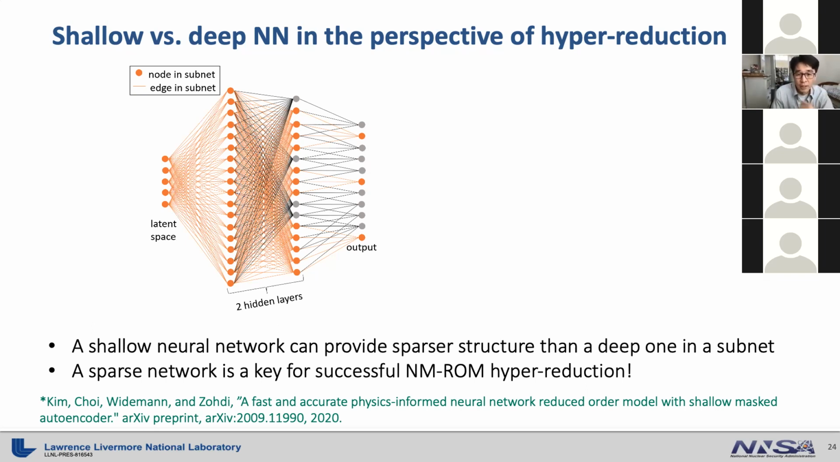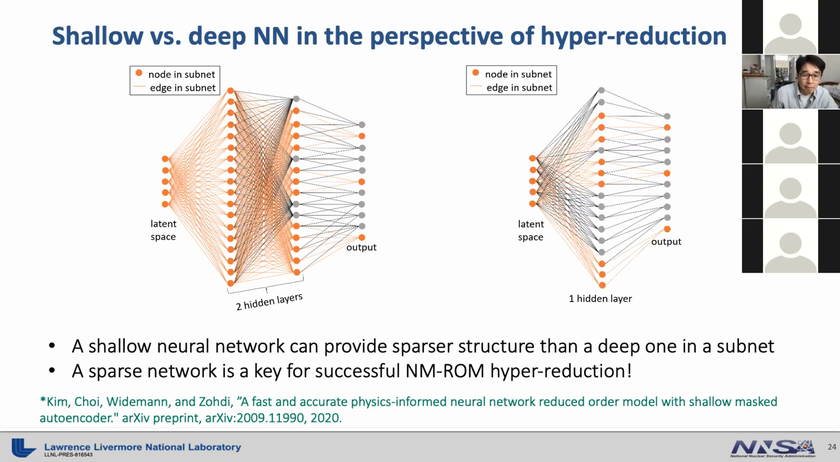of the neural network. On the other hand, if you use a shallow neural network that has one hidden layer only, and if you sparsify it, the number of connected output nodes here is very small, right? So the Jacobian computation of the neural network can be efficiently done, and ultimately it gives you the efficiency we need in the nonlinear manifold reduced order models.